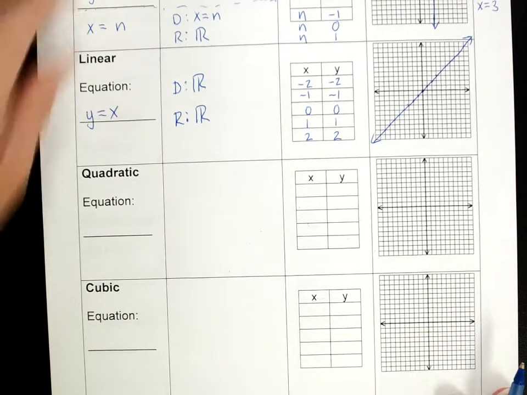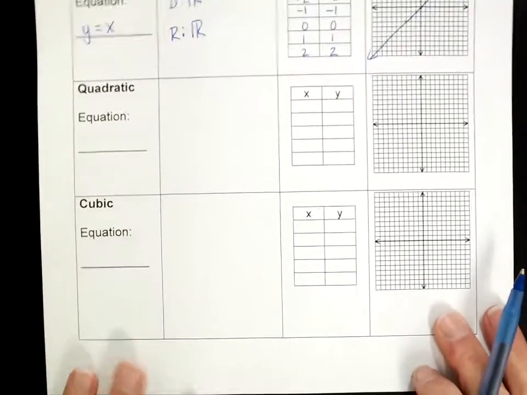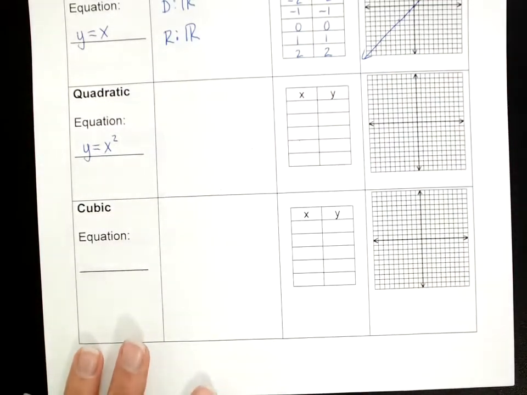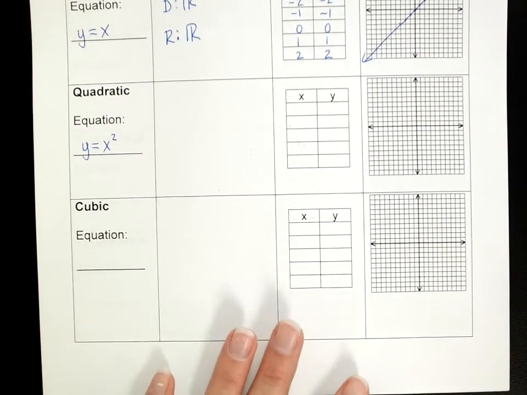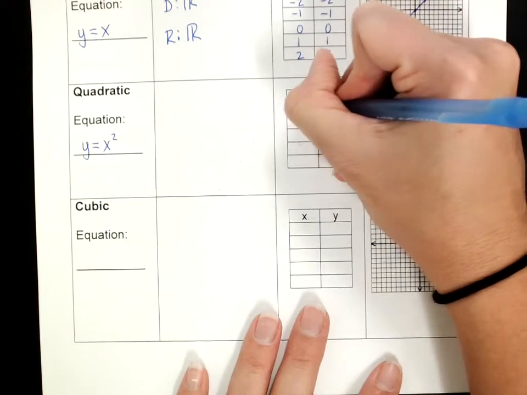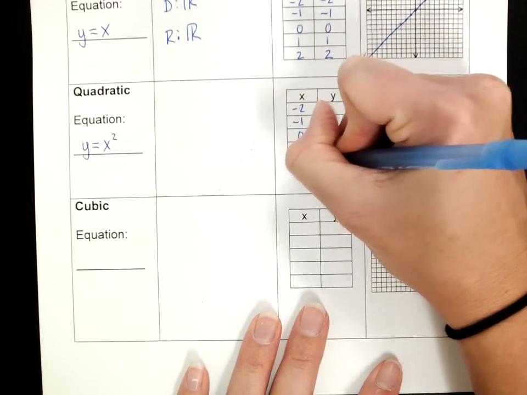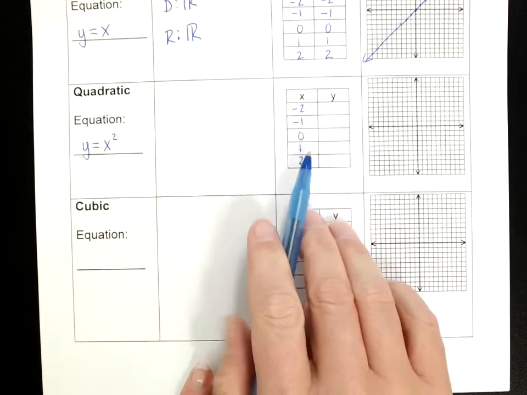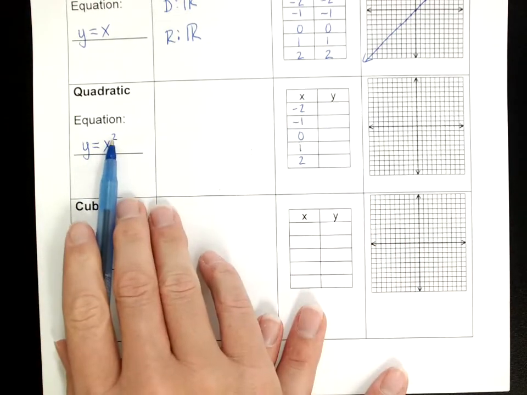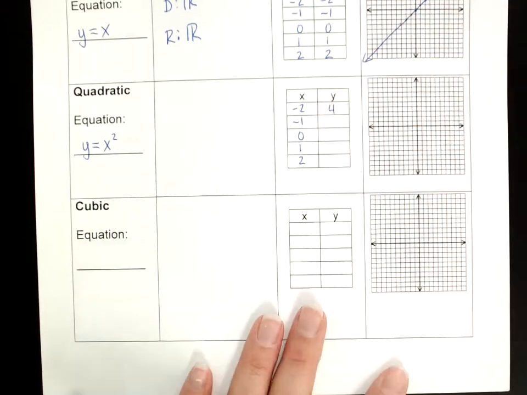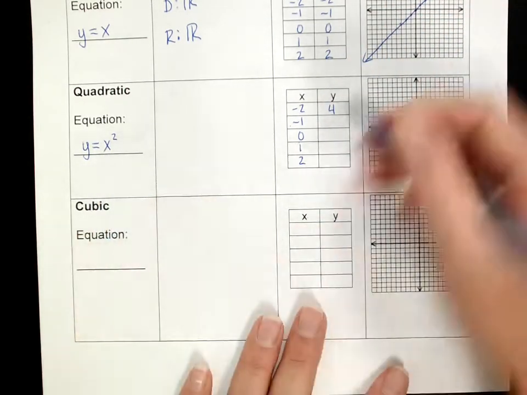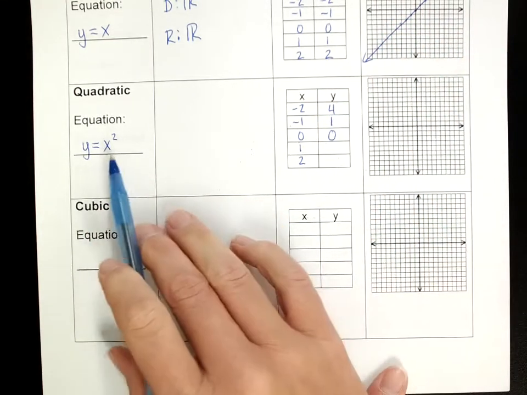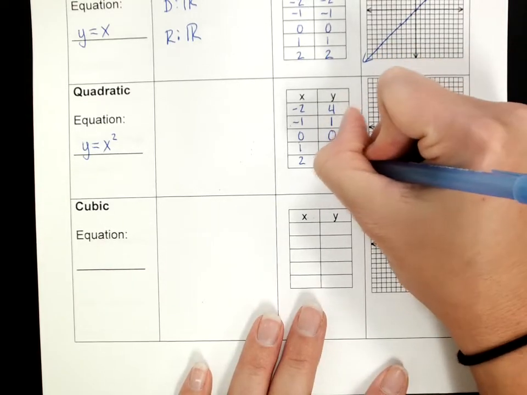Our next parent function is going to be the quadratic. Quadratic parent function or equation looks like this, y equals x squared. For y equals x squared, we're going to use the same x values, -2, -1, 0, 1, and 2. But you have to remember what your equation is to figure out what your y values are. -2 squared is going to equal +4. -1 squared, 1. 0 squared, 0. 1 squared, 1. 2 squared, 4.